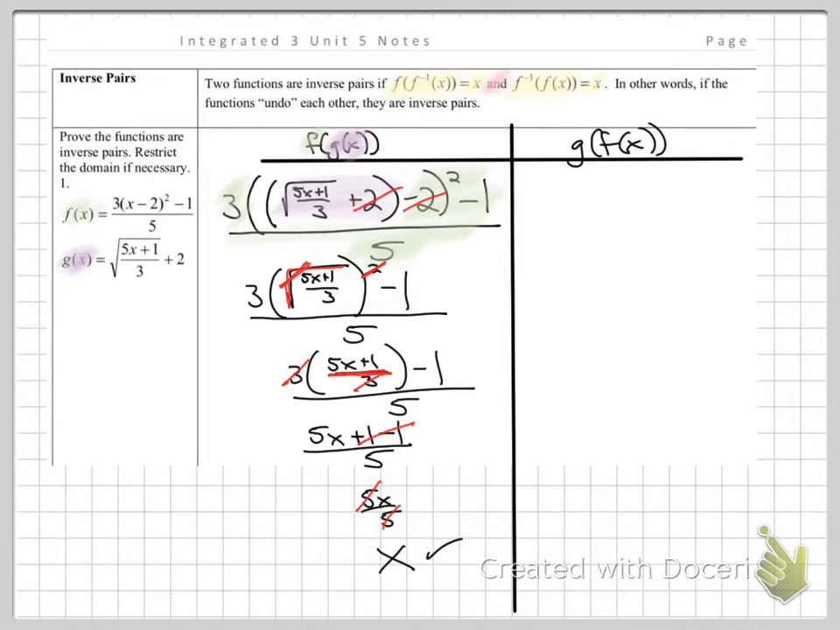Okay, now let's do the other side. We are going to start with g. So start with the equation g on that side. But when I see an x, I'm going to use a parentheses and I'm going to write equation f there. So f is going inside of equation g. f says 3 times x minus 2 squared minus 1 all over 5. Okay, now I'm still finishing equation g.